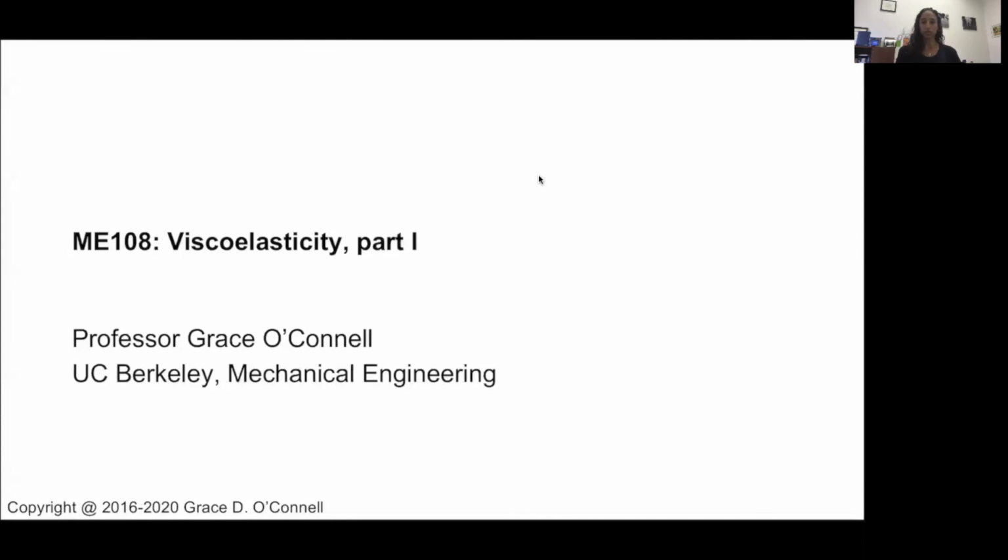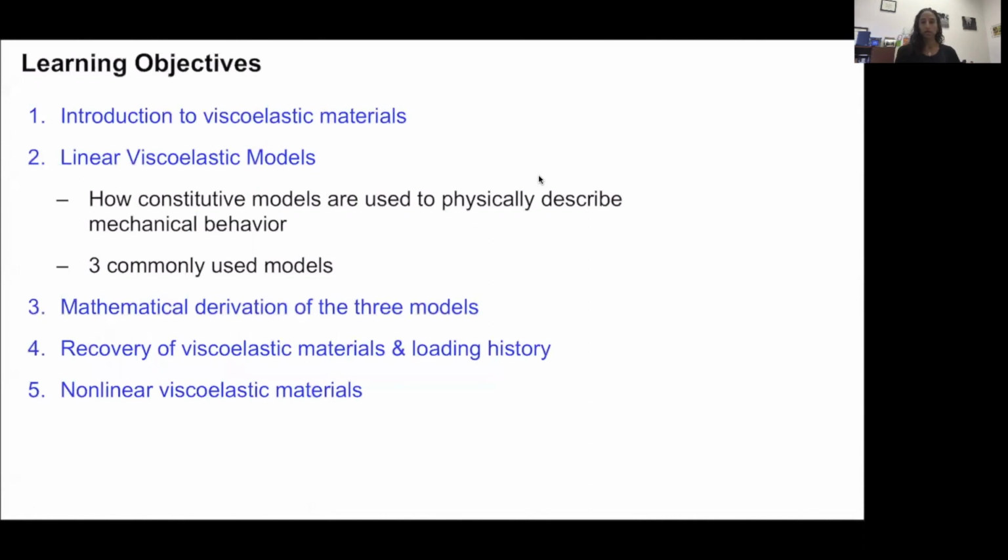It's broken up into 5 separate parts. The learning objectives for this module is to first introduce students to viscoelastic materials, some of the mechanical behaviors of these materials. Then we'll talk about 3 of the most commonly used linear viscoelastic models to describe the phenomenon seen during creep behavior.